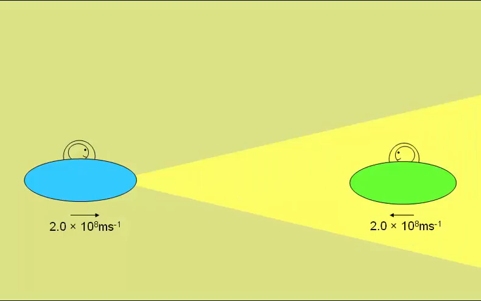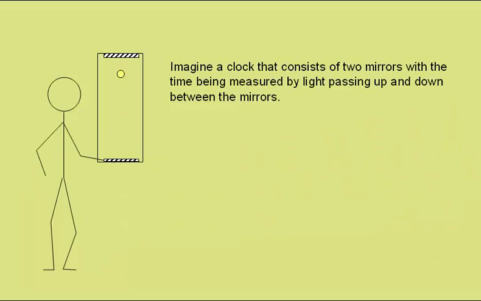Now we have two people in spaceships travelling towards each other, both with a speed of 2 times 10 to the 8 meters per second. The spaceship on the left shines light towards the spaceship on the right. Now what Einstein said was that the person on the left would see the light going away from them at 3 times 10 to the 8 meters per second, and also the person on the right would see the light approaching them at 3 times 10 to the 8 meters per second. The velocity of approach of the two spaceships has no effect on their measurement of the speed of light. This situation has some very strange consequences, as I'm about to show you.